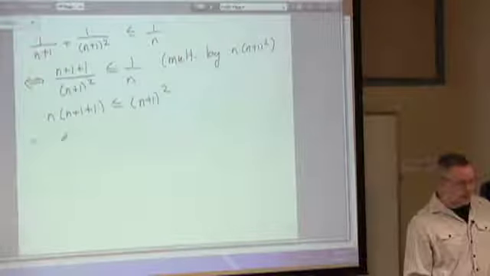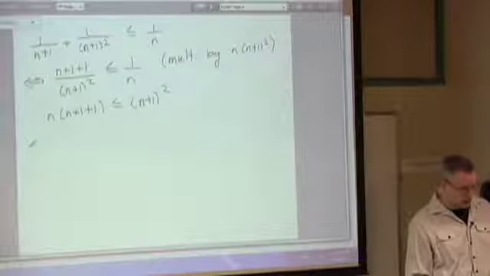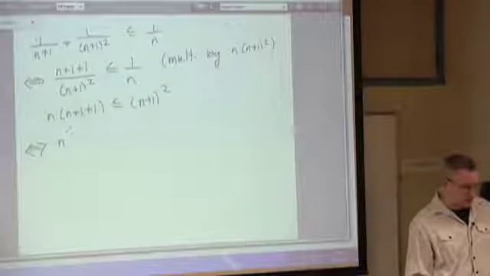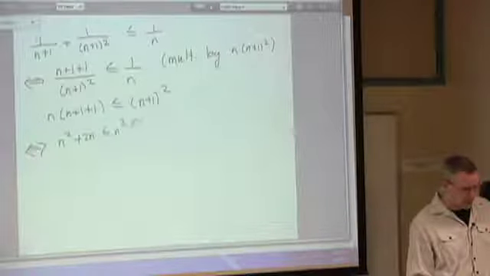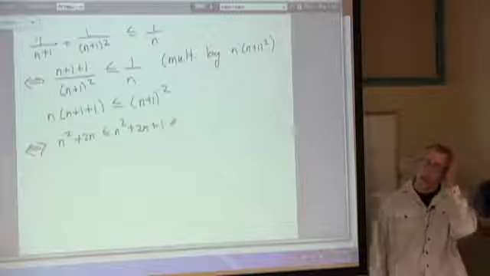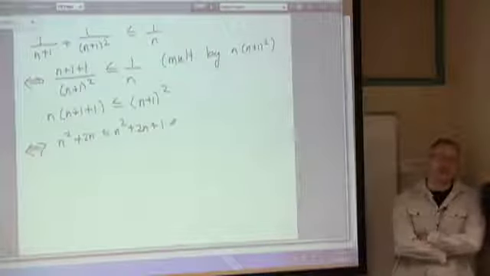Okay, so now you can see how this is going in your mind, right? You just keep going with this. N squared. Okay, so this just becomes n squared plus 2n less than or equal to n squared plus 2n plus 1. See that? And that is definitely true.